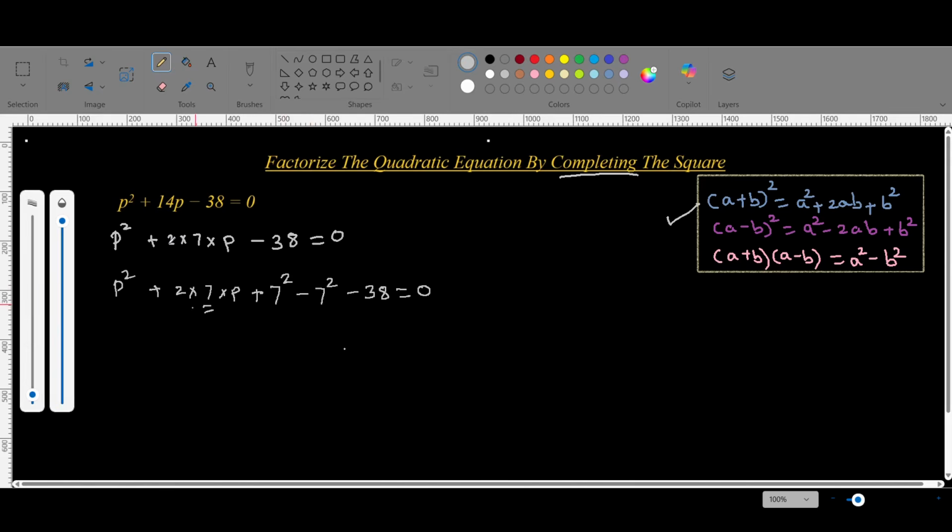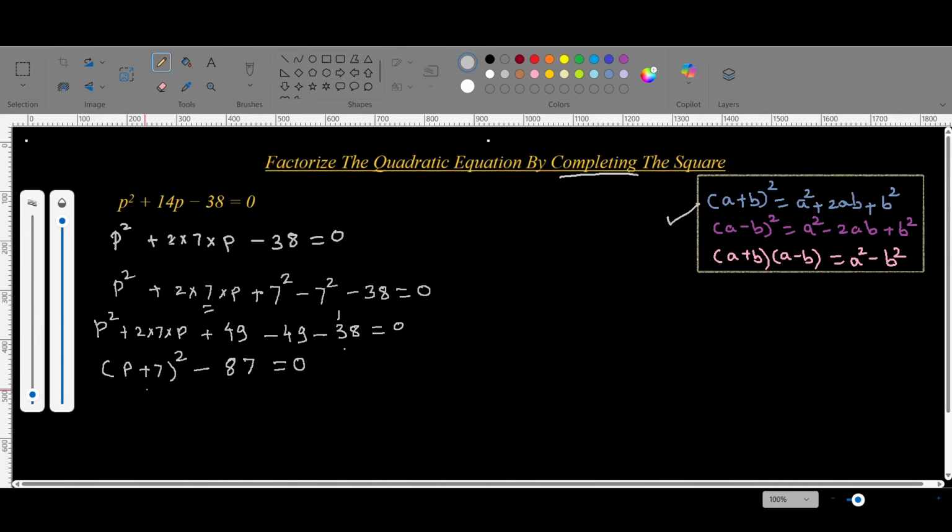So here let's expand it. So we have p squared plus 2 into 7 into p plus 49 minus 49 minus 38 equals 0. Now this is the same as the identity: p plus 7 whole squared minus, we add these two. When we have two negatives in an addition operation, we do the simple addition with the negative sign. So 7 carry 1 and then we have 87, equals 0.